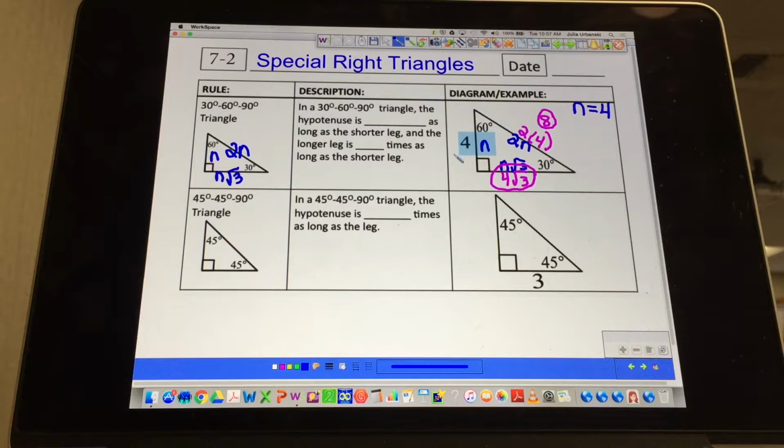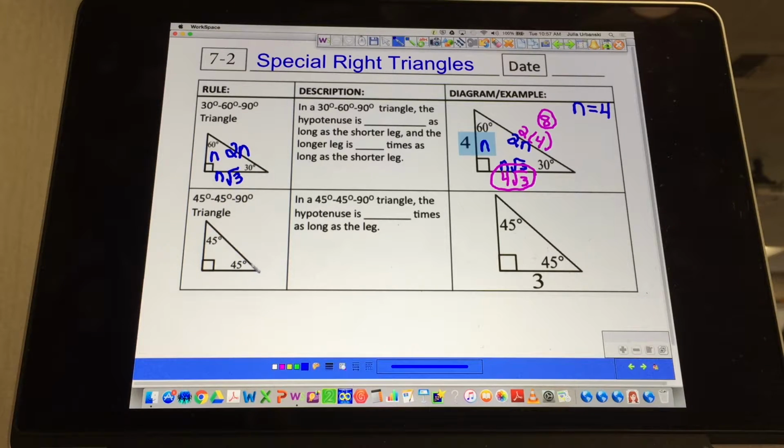And look, the 4 is on the side that is represented by the n. So n is 4. All right, I'm going to show you some different variations, but it all follows from that same thing. 45, 45, 90 has a totally different rule that you follow. It's a little bit shorter.